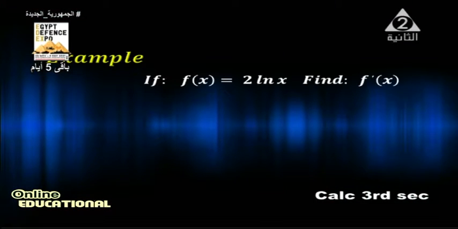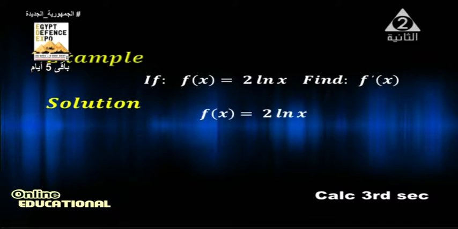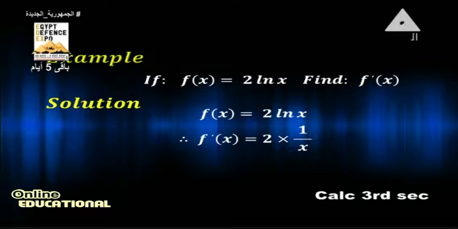If f of x equals 2 ln x, find f dash x. F of x equals 2 ln x, then f dash x equals 2, which is a coefficient, multiply the derivative of ln x, which equals 1 over x. Then f dash x equals 2 over x. Another example.